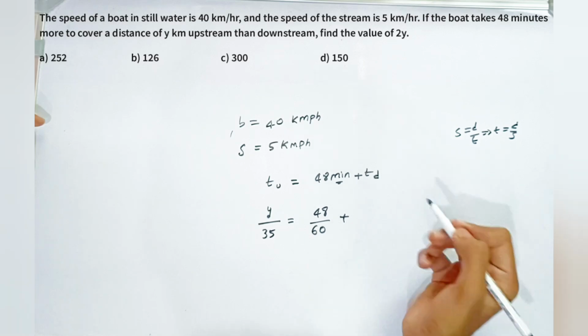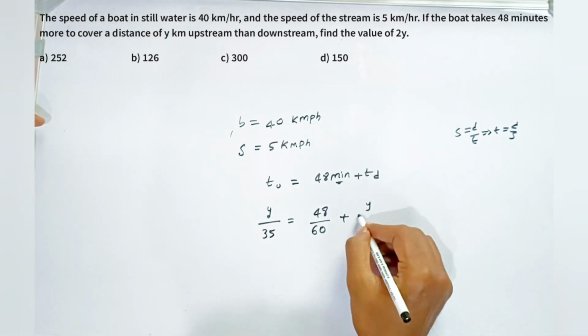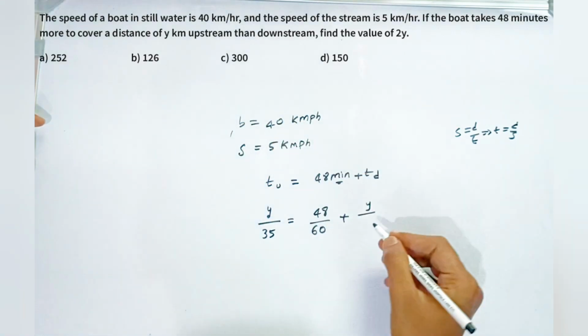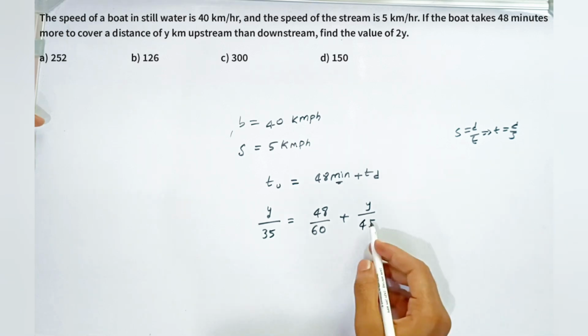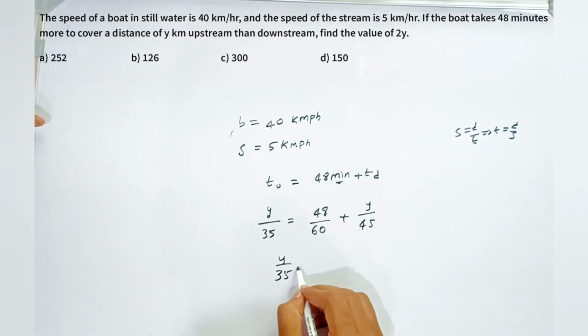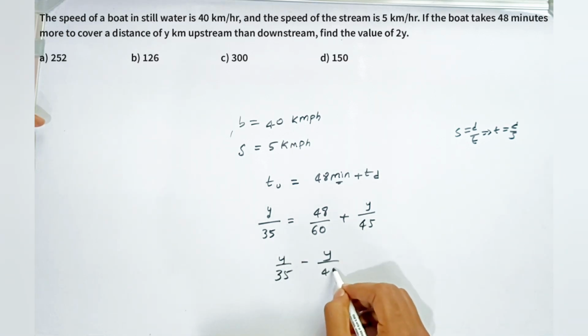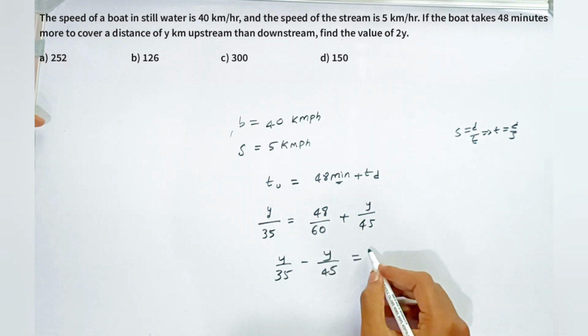Plus time in downstream is nothing but the distance y. In the downstream, the formula would be b plus s, which makes it 45. After calculating this, y by 35 minus y by 45 is equal to 12 fours, 12 fives.